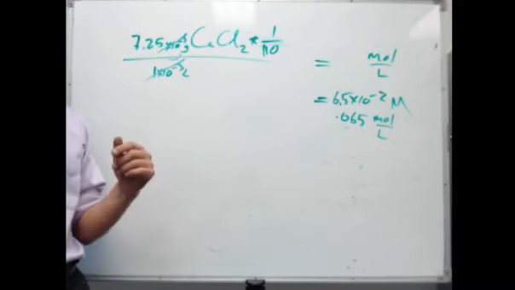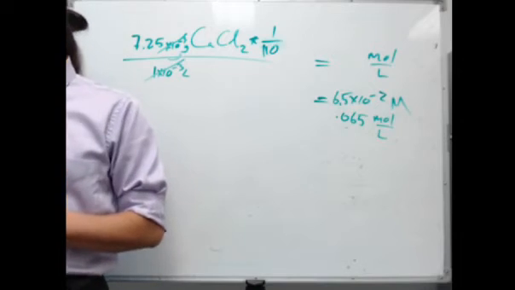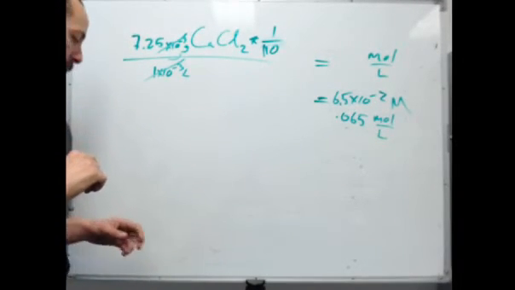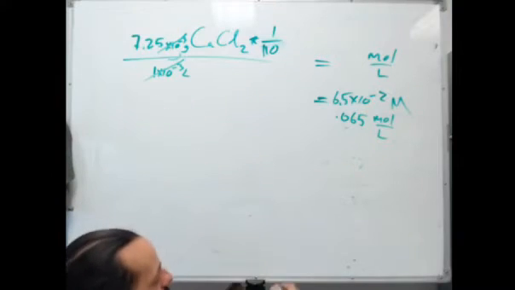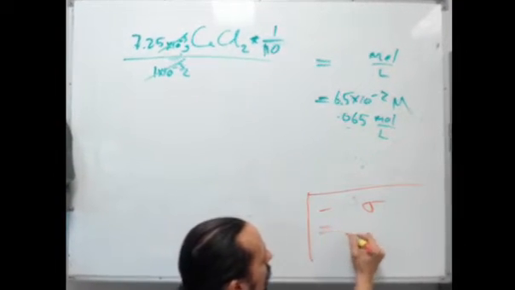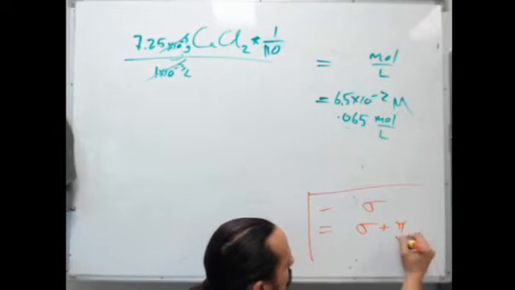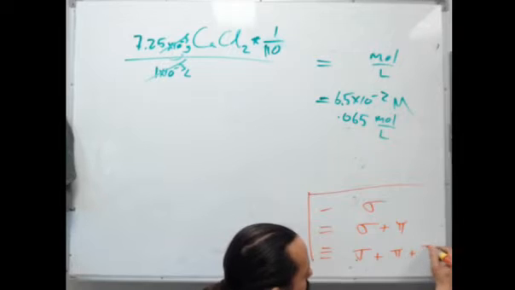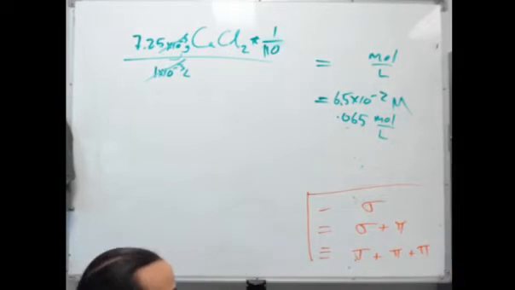Can you quickly run through the sigmas and pis in the single, triple, and double bonds? Yeah. So I had that down here just a moment ago. That's it. Thank you.